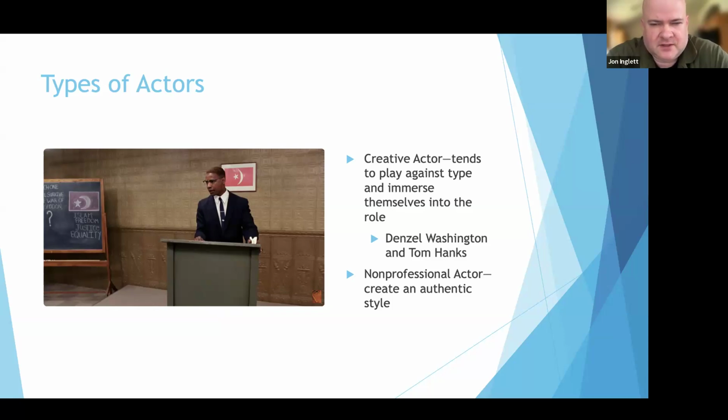Another type of actor is just a non-professional actor, and I've mentioned non-professional actors in some of my other PowerPoints on mise en scène. They create an authentic style, and they are known in Italian neorealist cinema for their non-professional style. Sometimes children are non-professional actors, so they bring children into the parts.